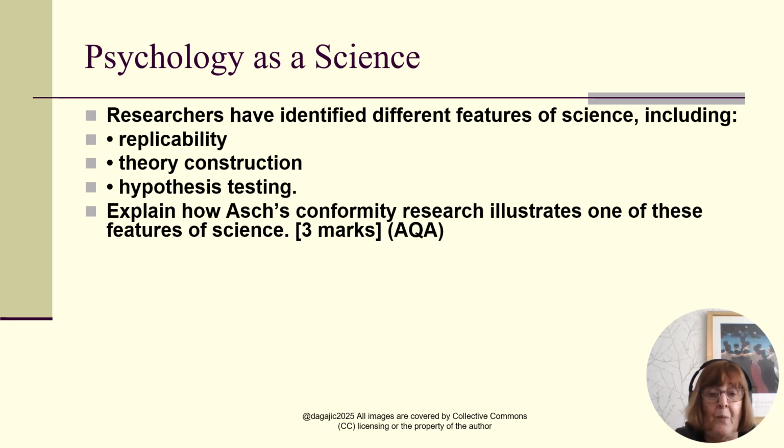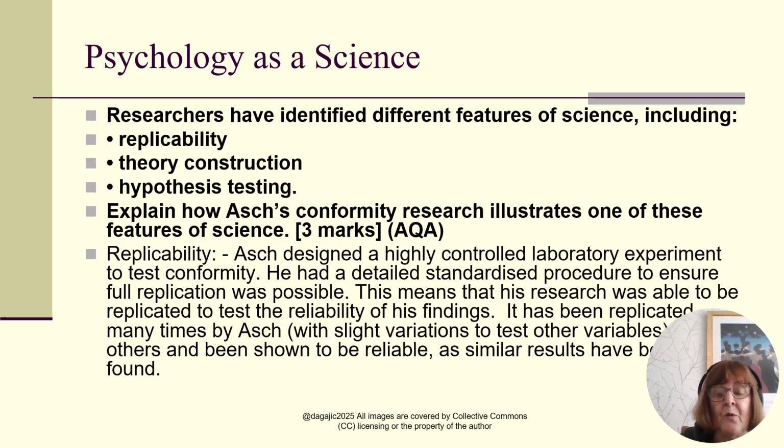So a good rule of thumb on short mark questions is to try and write 1 substantial sentence per mark. So what we need really here is point, explain, an example. And of course our example is going to come from Asch. So PEE, point, explain, example for our 3 marks. So we need to signpost to the examiner which of those 3 features we're going to use. So I've chosen to use the example of replicability.